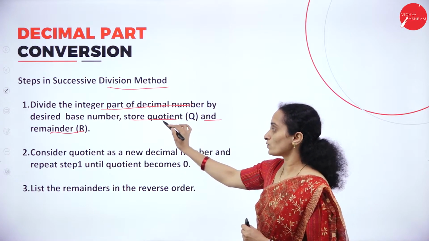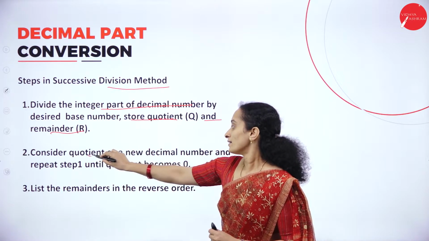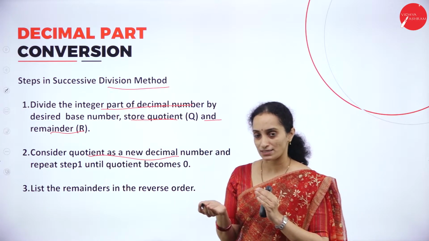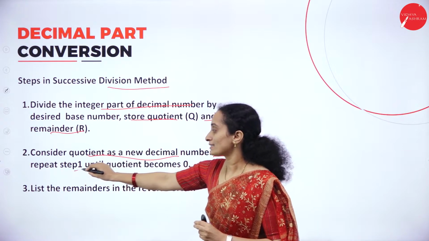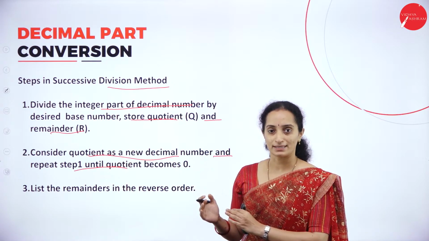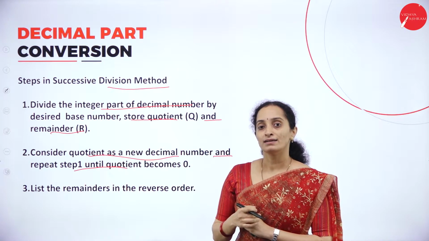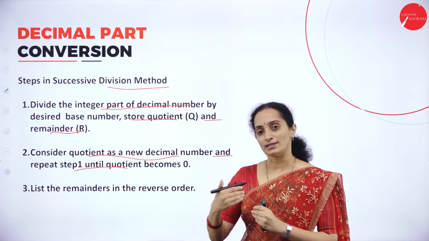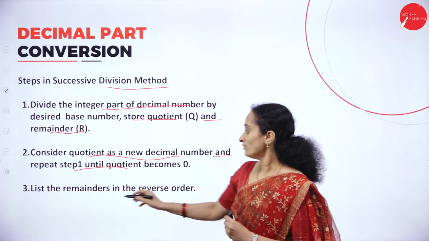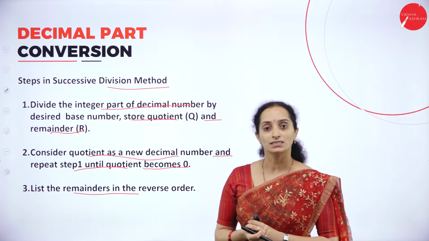Now, we need both the quotient as well as the remainder. What must be done with the quotient? Consider the quotient as a new decimal number. The quotient becomes the new number for conversion, and we repeat step 1: again store the quotient and note down the remainder. This must be successive. Until which point do we continue? Do we continue until infinity? No need. We have to repeat these steps until the quotient becomes 0.